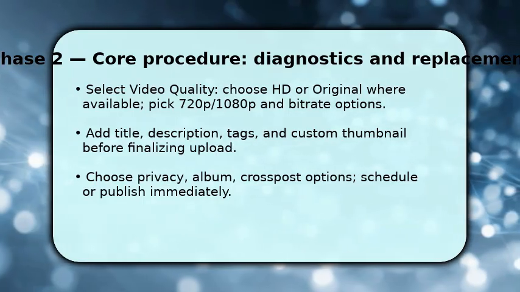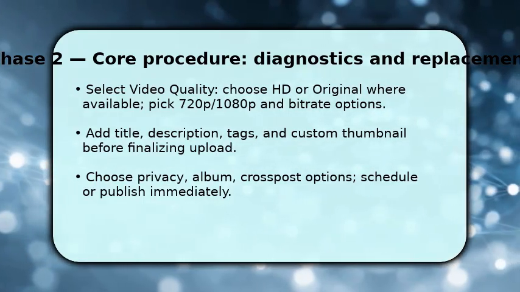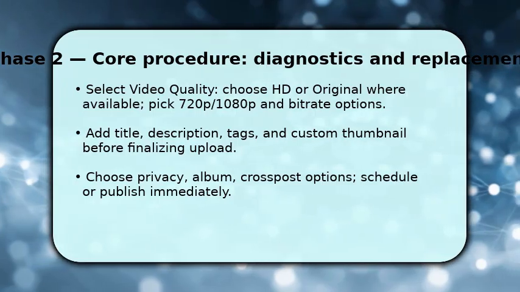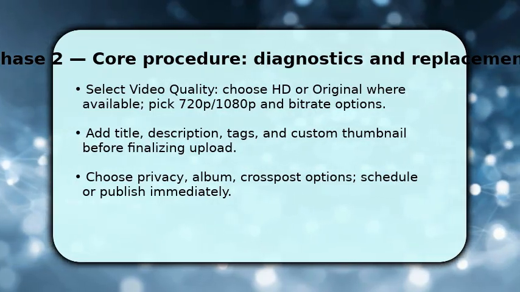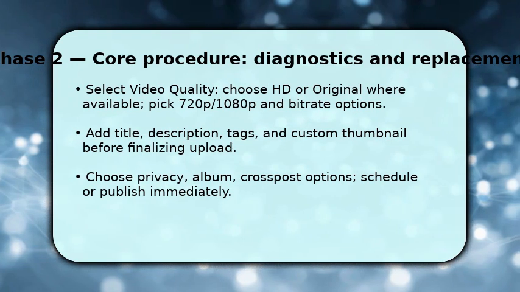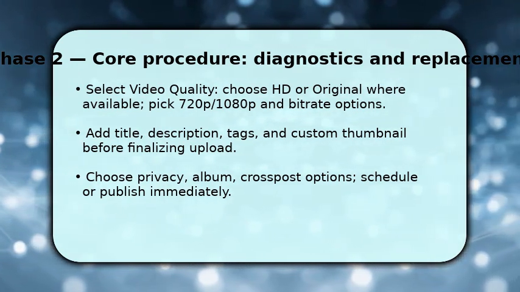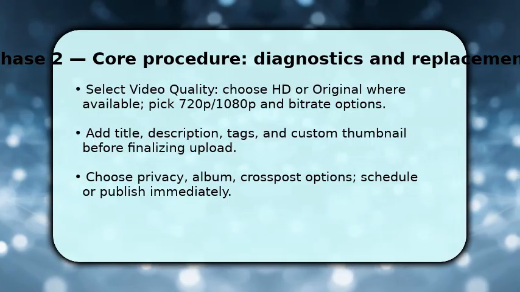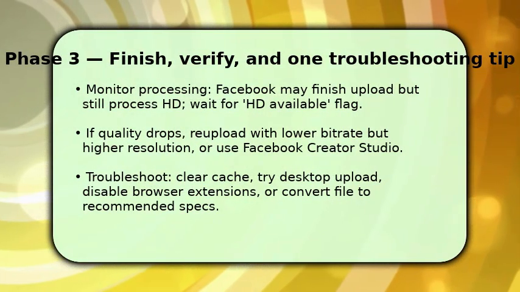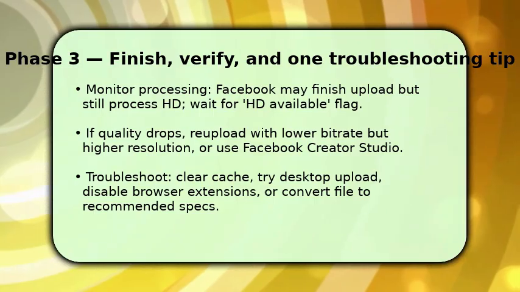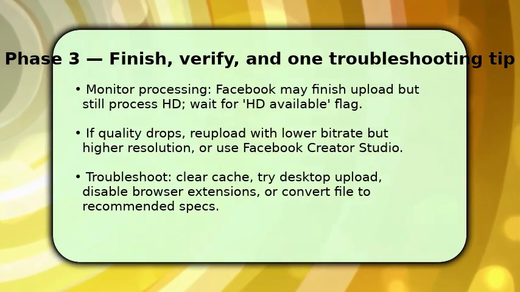Make deliberate privacy and cross-post choices, select an album if needed, and decide whether to schedule or publish now. Doing this before the final save prevents automatic re-encoding. You finish by confirming upload completion and watching the processing stage. Facebook sometimes shows the video before HD processing completes, so wait for the HD label.